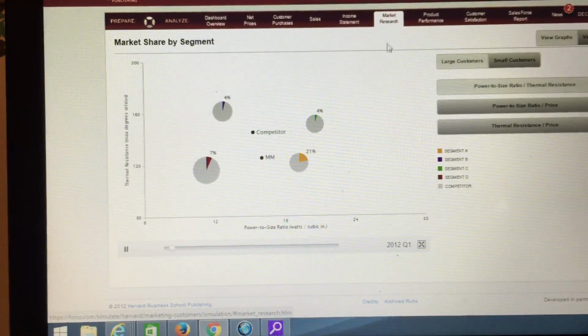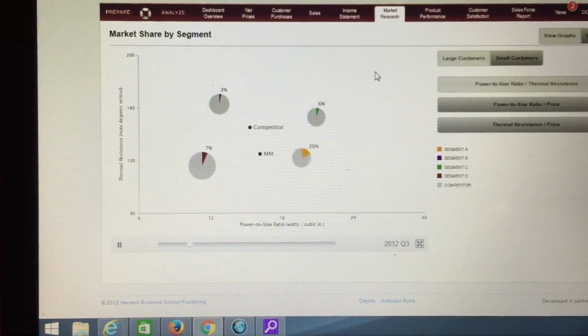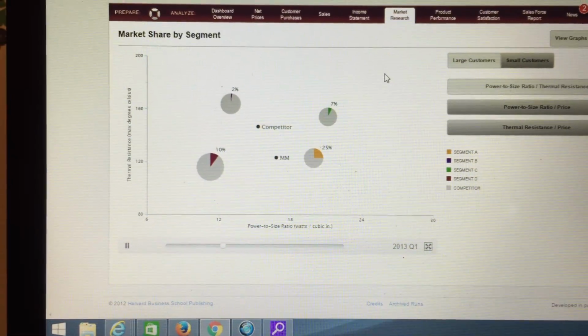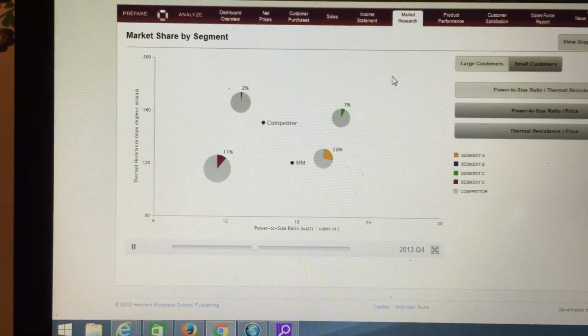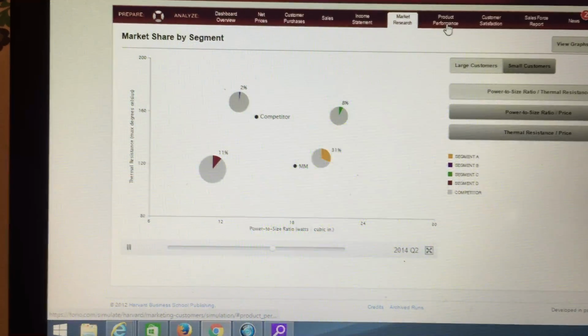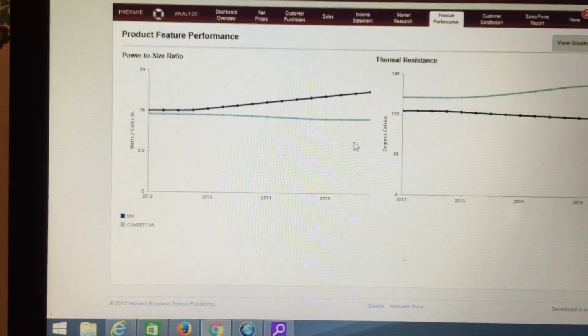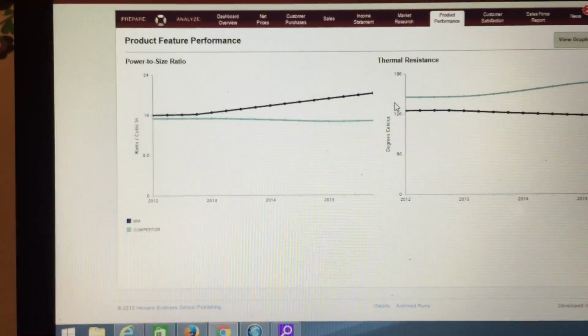On to market research, which is the comparison to competitors, as well as the product performance that shows how well our product did compared to that of the competitors.